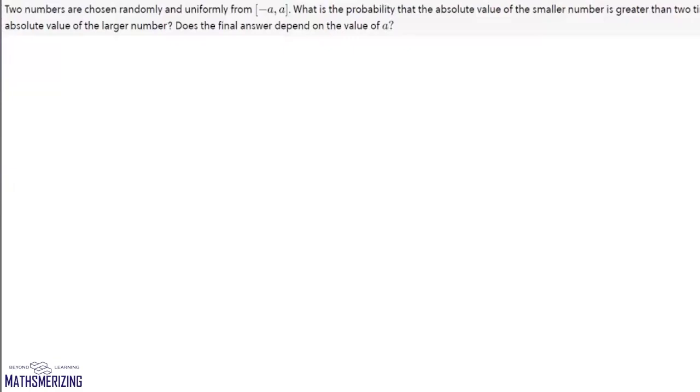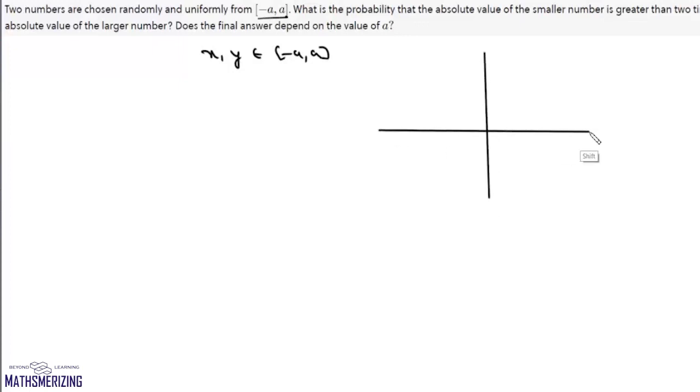Now here the question is: two numbers are chosen randomly and uniformly from minus a to plus a. What is the probability that the absolute value of the smaller number is greater than 2 times the absolute value of the larger number? And does this final answer depend on the value of a? Now suppose the two numbers are x and y and they belong to this set from minus a to plus a. Now all the points in the sample space correspond to all the points inside this square of length 2a.